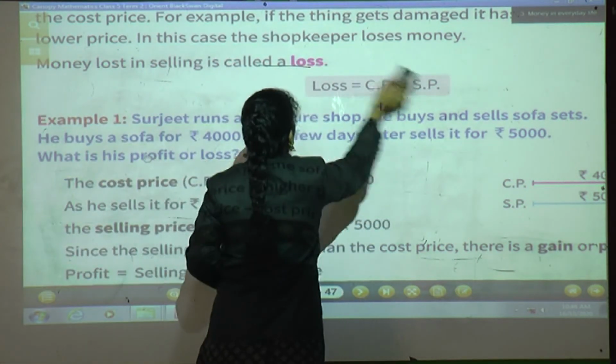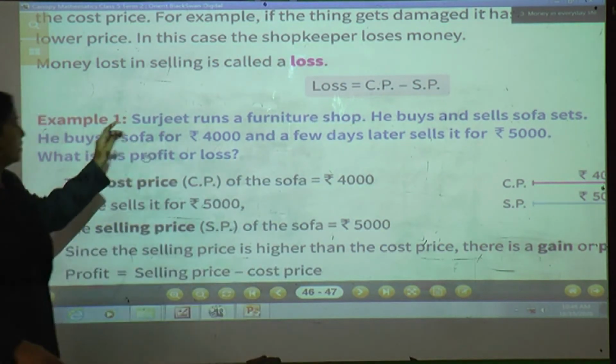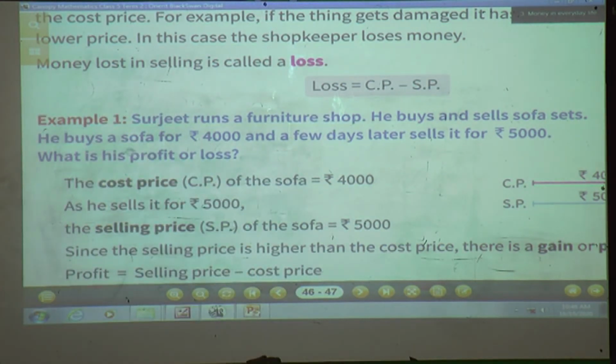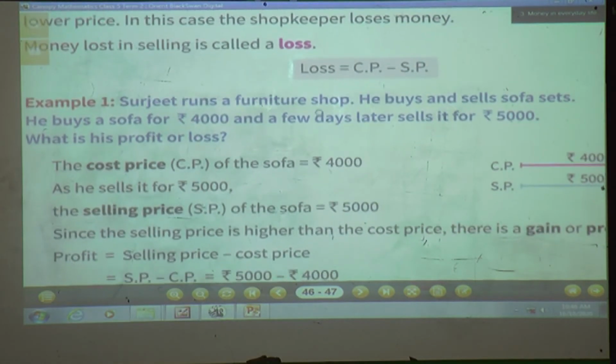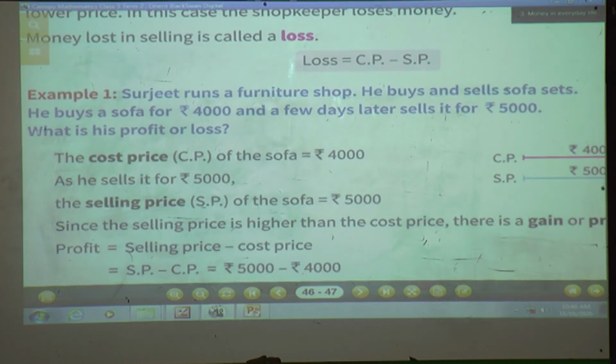See in your textbook. Surjit runs a furniture shop. He buys and sells sofa sets. He buys a sofa for rupees 4,000 and a few days later sells it for rupees 5,000. What is his profit or loss?